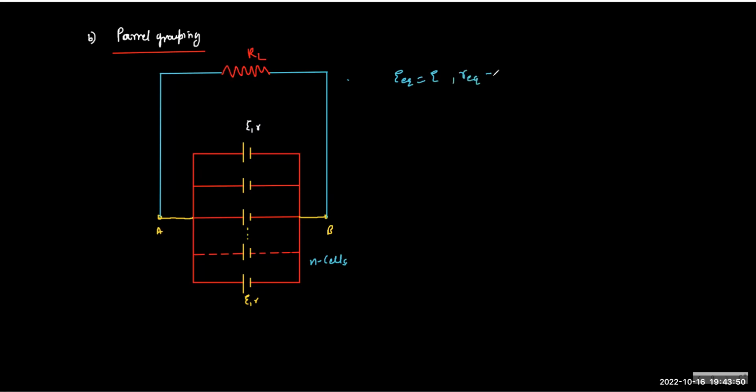But the R equivalent will be how much? For n resistors in parallel, what is R equivalent? Tell me, guys. By 2. Pardon?